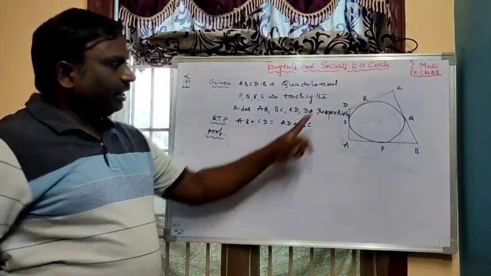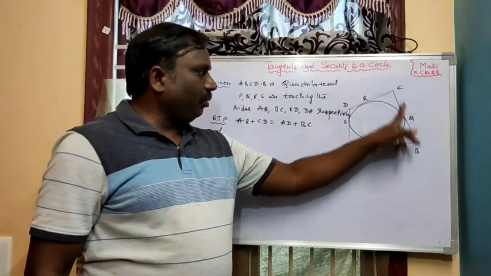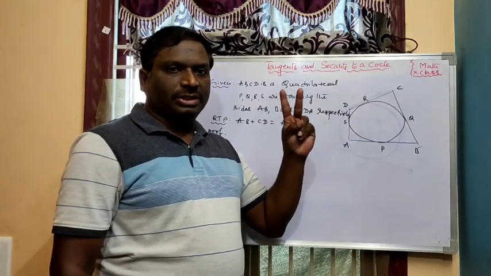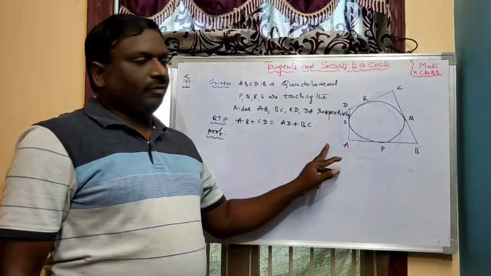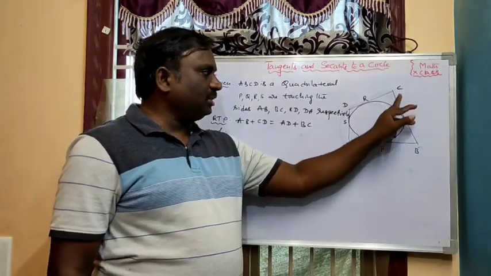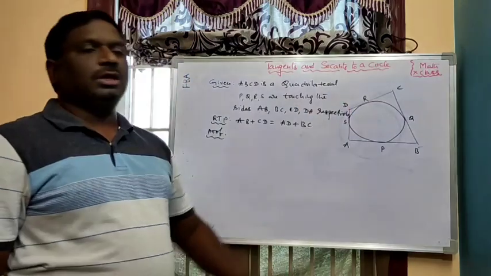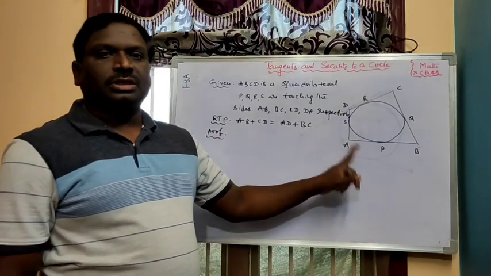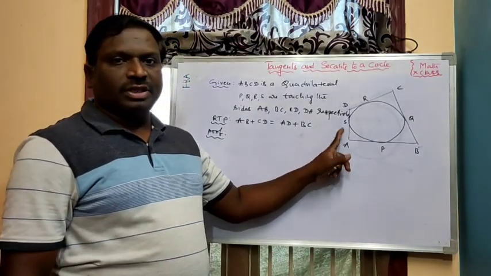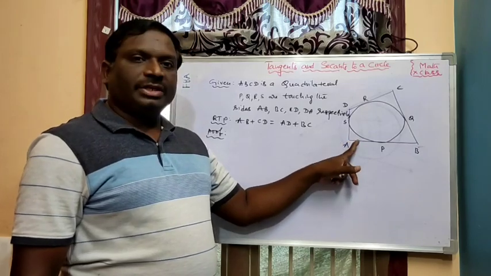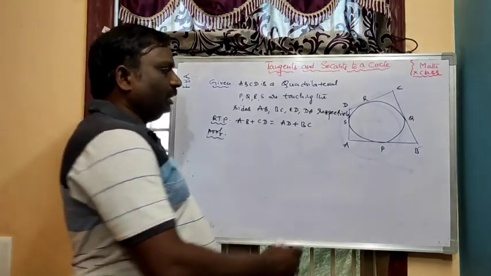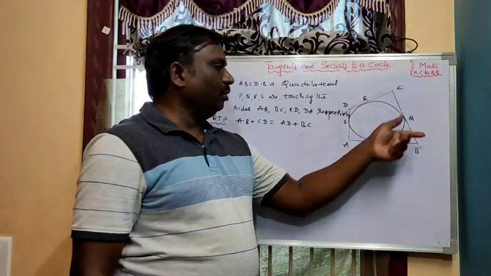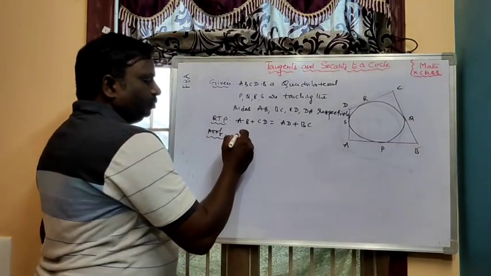By identifying the diagram, we can say that 4 external points are there to the circle. Each external point has 2 tangents. A is one external point, B is another, C is another, and D is also another external point. These 2 tangents are equal. I will explain that proof later. Lengths of tangents drawn from an external point to the circle are equal. That means AP equals AS. Similarly, PB equals BQ.